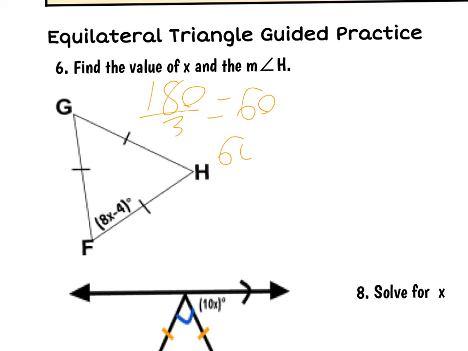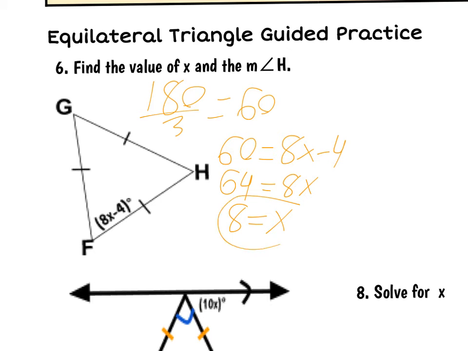So 60 must be equal to 8x minus 4. And if that's the case, then we add 4 to both sides. 64 is equal to 8x. Divide both sides by 8. 8 is equal to x. And because h is part of an equilateral triangle, it must be, by definition, 60 degrees.